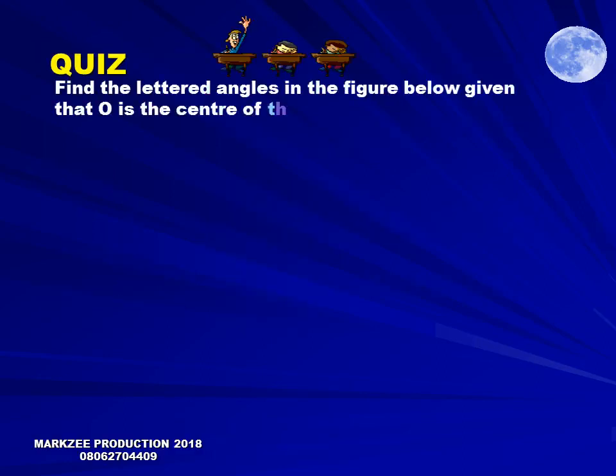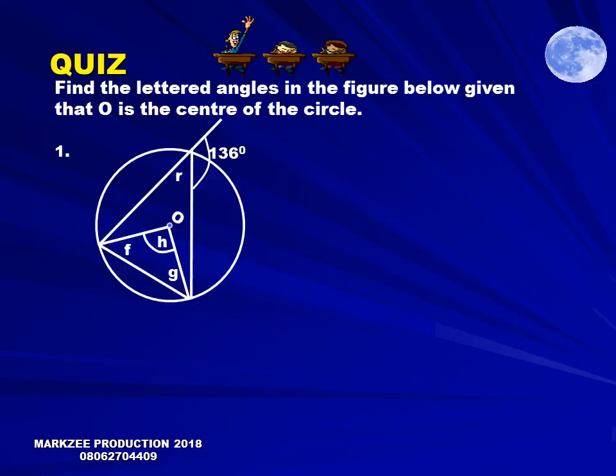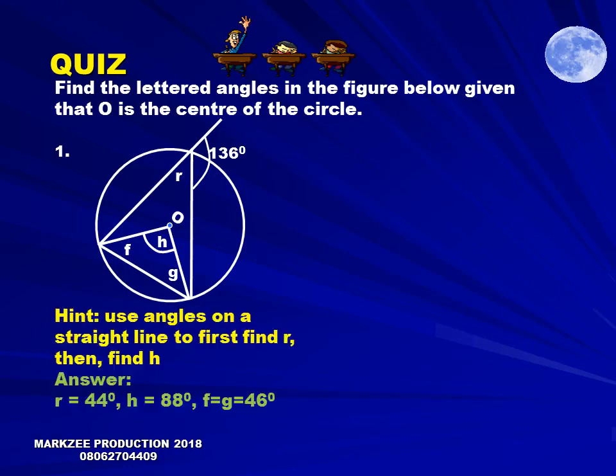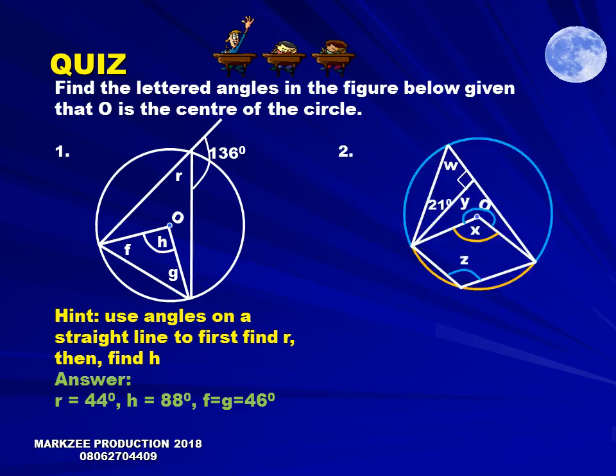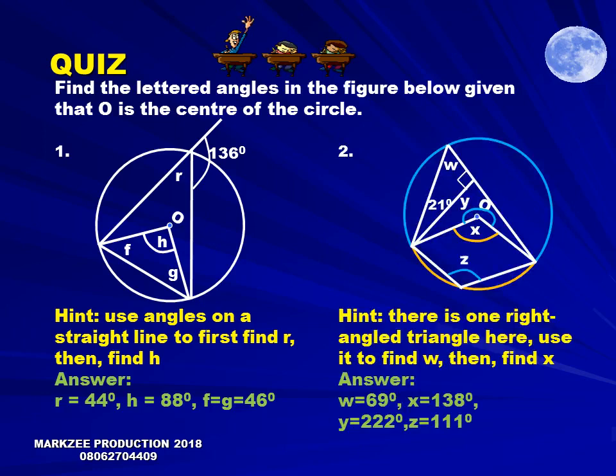Now we have a lovely quiz here. We are to find the lettered angles in the figure below, given that O is the center of the circle. So that's some hints that I'm giving you there. I'm giving you hints there. And that should be your answer as well. Now we have under one on the screen there, number 2. Hint. That's your hint there. And that should be your answer as well.